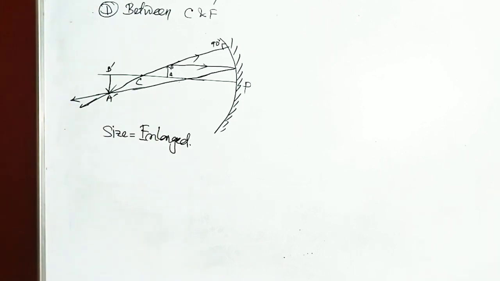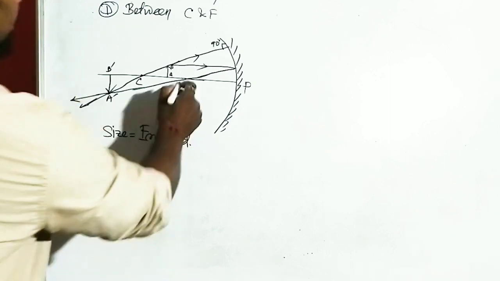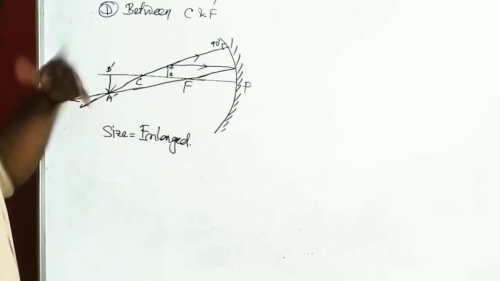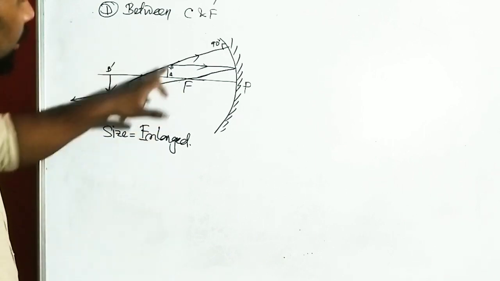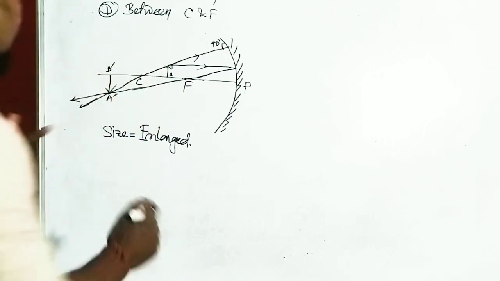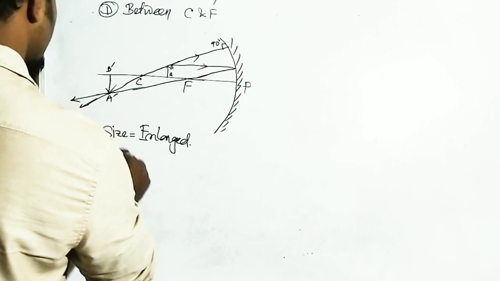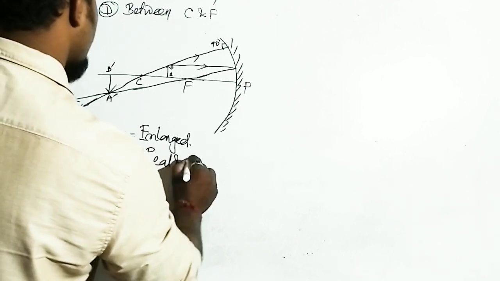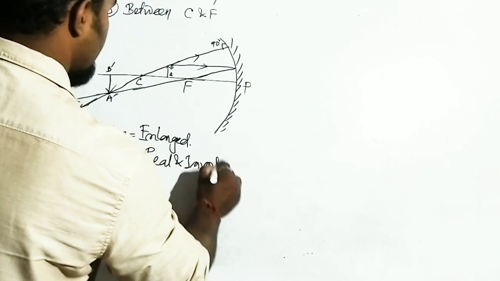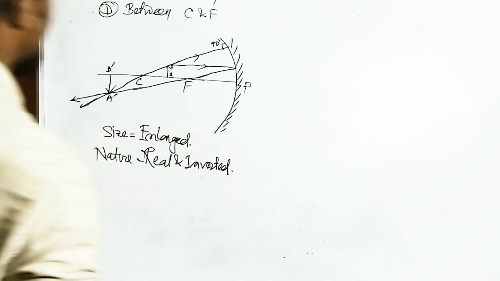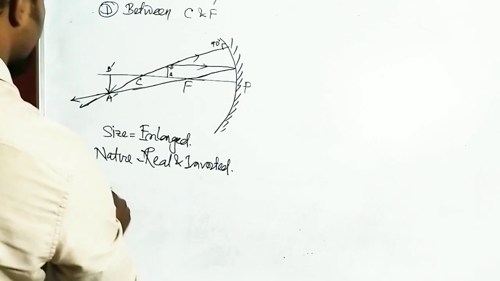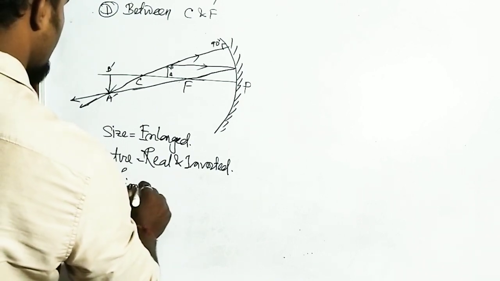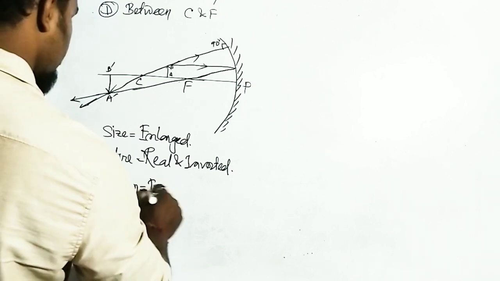Okay, enlarged. That means we can say, this is the focus. Enlarged means the image size is a little bit bigger than the object size. Look closely, right? This is the AB, this is the B dash A dash. Now nature is the same, real and inverted. Now what is the position? Position is beyond C.